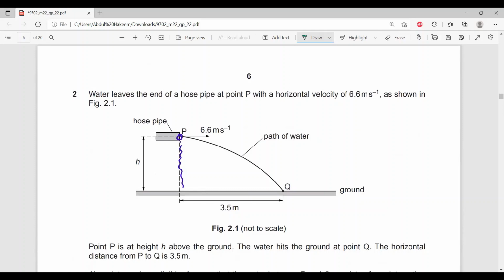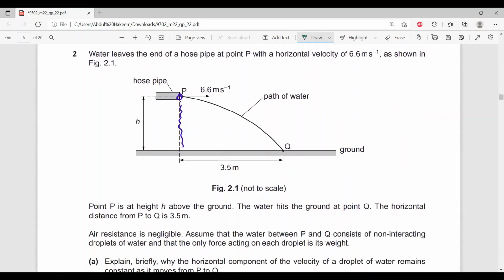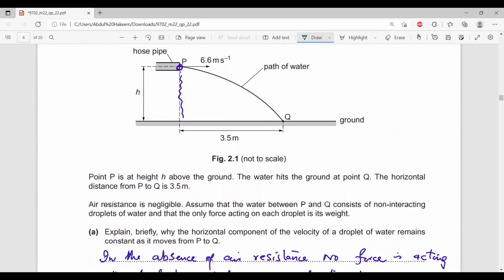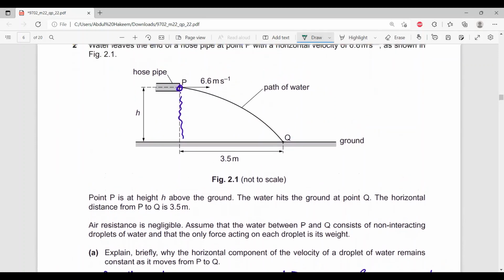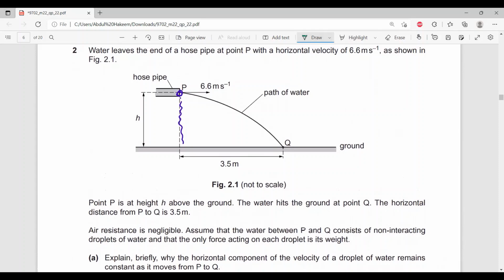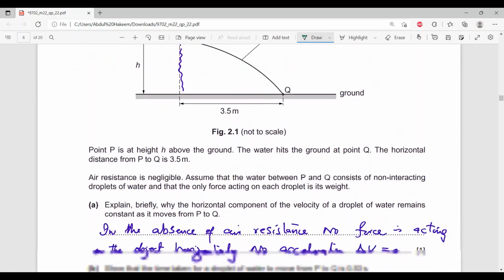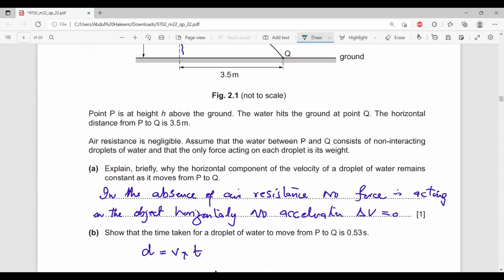Next, question number 2. Water leaves the end of the hose pipe at the point P with a horizontal velocity of 6.6 meter per second as shown in the figure. The point P is at the height h above the ground. The water hits the ground at the point Q. The horizontal distance from P to Q is 3.5. Air resistance is negligible. Yes, this is important information.